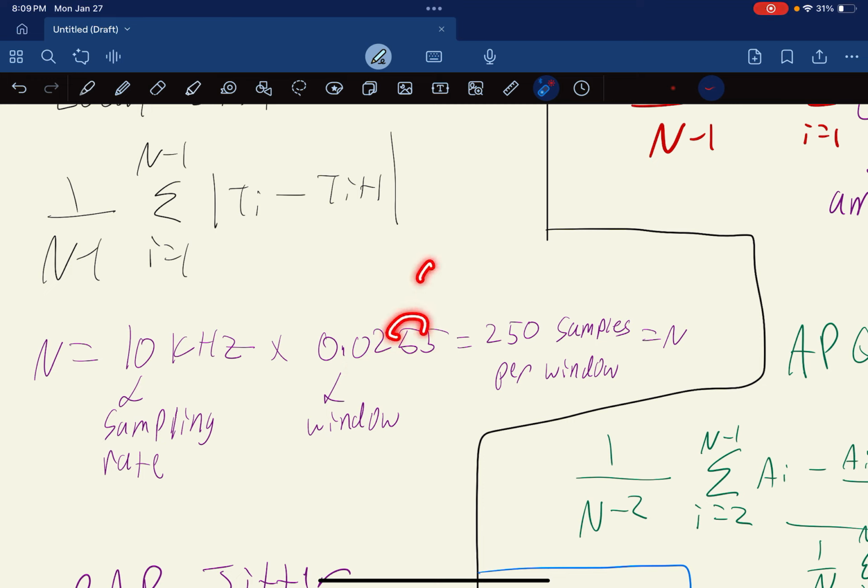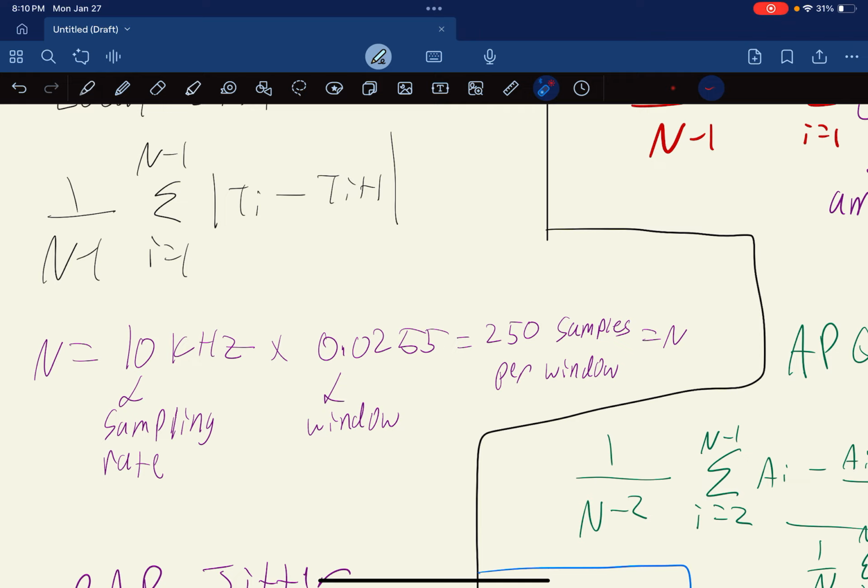This is supposed to be a 5. This is like your Gaussian window, which is typically used with a little bit of a higher sampling rate, like 44.1 kilohertz. But for the sake of this example calculation, it leads to an N value of 250 samples per window, right? Because you want a jitter calculation for each window. That's how we did it when we wrote up the code for our project.